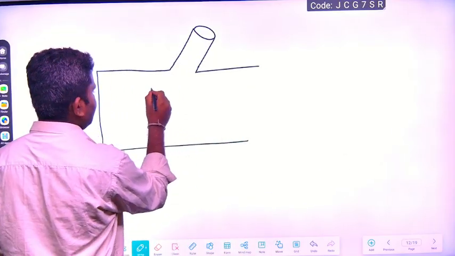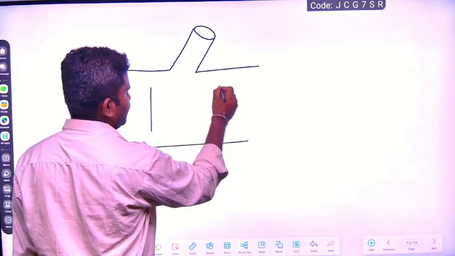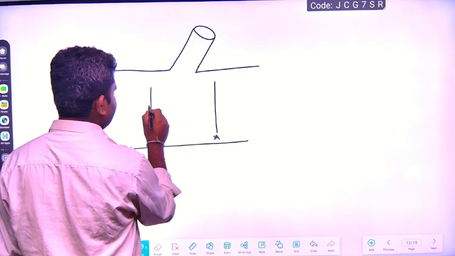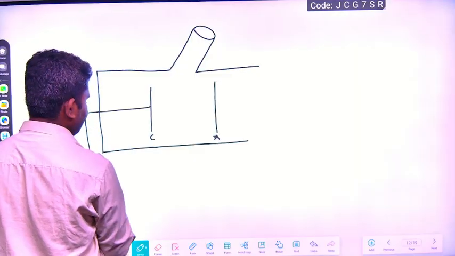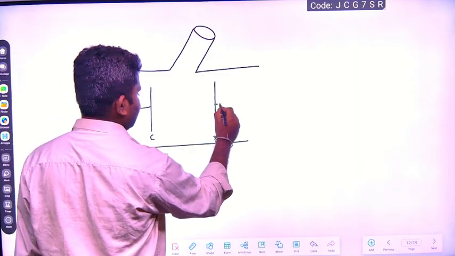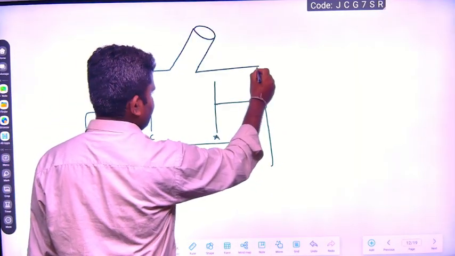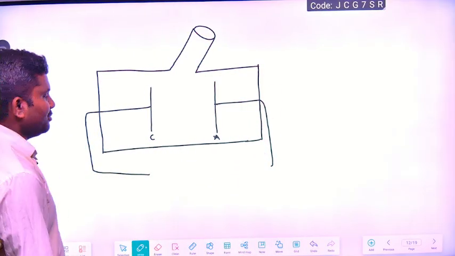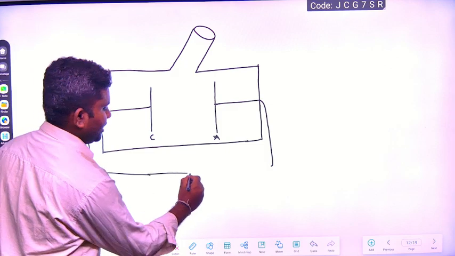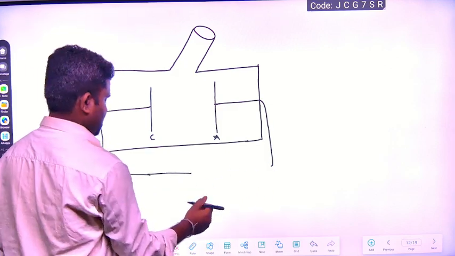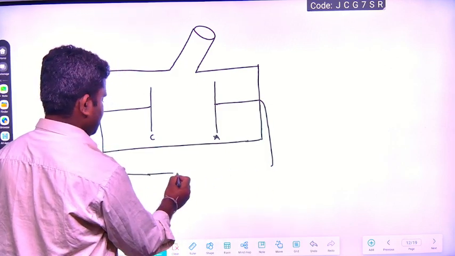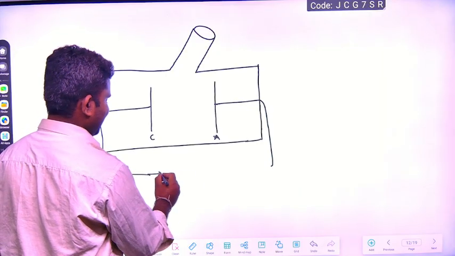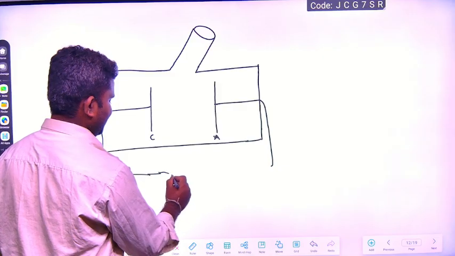Now you see, this is one metal plate, this is another metal plate, this is C and this is A. This is connected like this, okay, and this is connected like this. Now you see, very important, this is going like this. Writing diagrams is difficult, huh? Easy for you, you know.